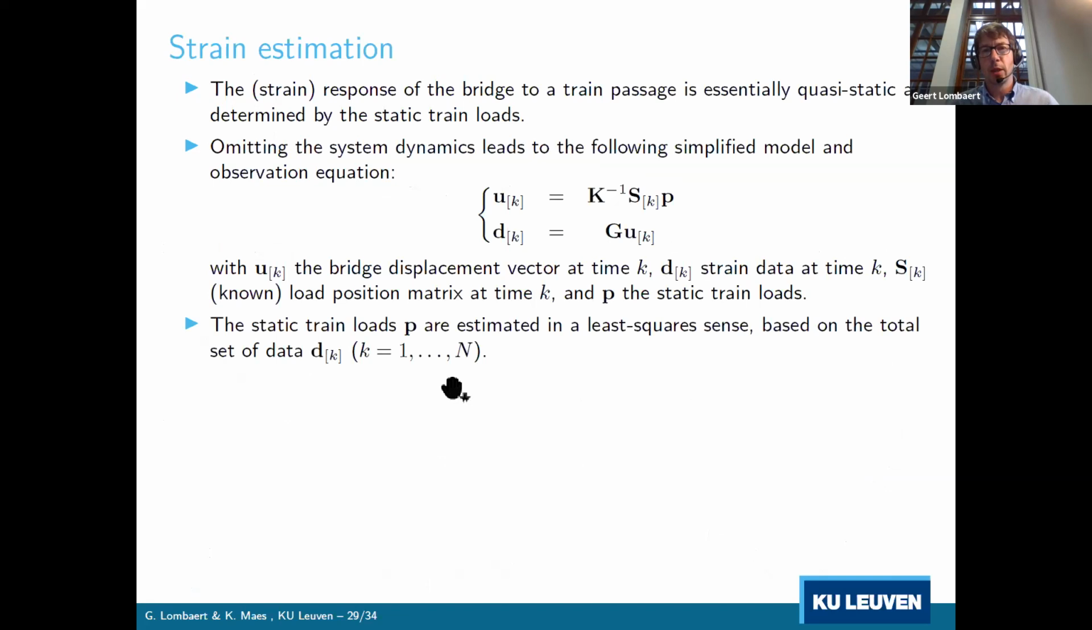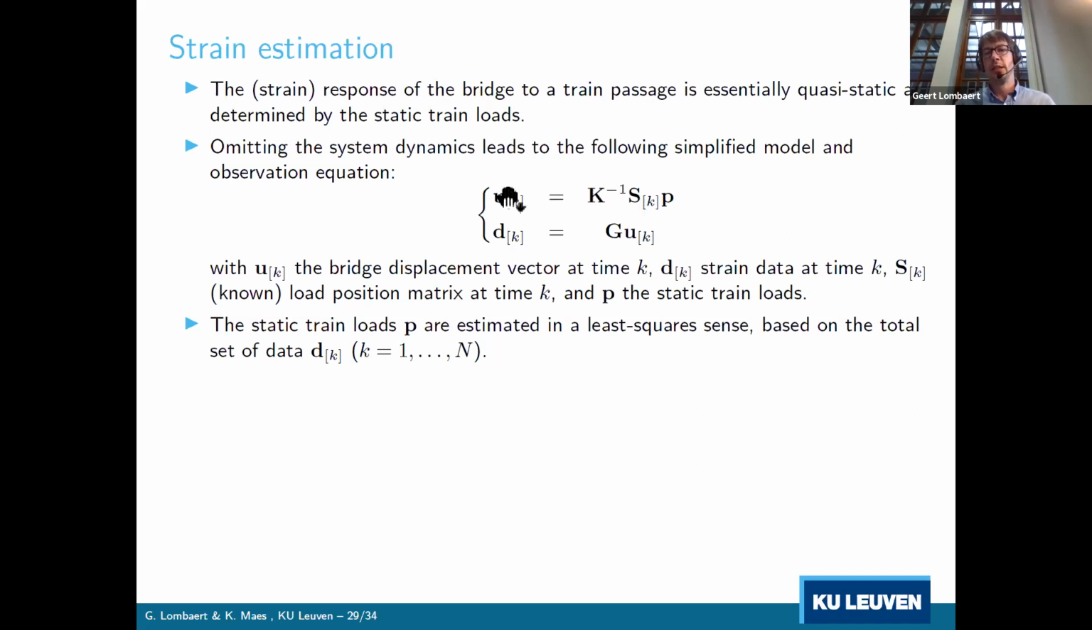While we were measuring the response of the bridge, we noticed that the bridge was behaving very stiff, and so in essence responds in a quasi-static way to the train. So we've simplified the state equation in the sense that we got rid of the damping and mass matrix in the finite element model, and we here have a relation between simply the bridge displacement and the loads, which is given by the stiffness matrix, and this matrix which contains the information on the positions of the axles.